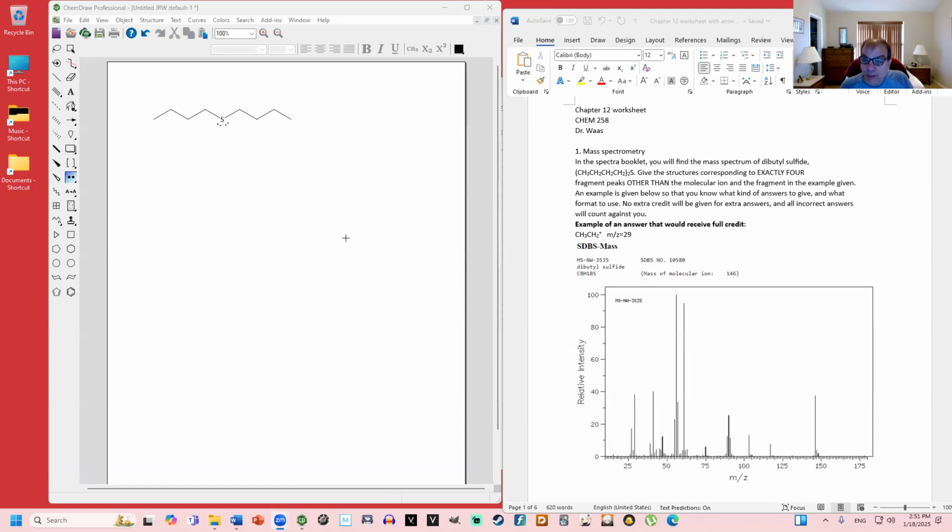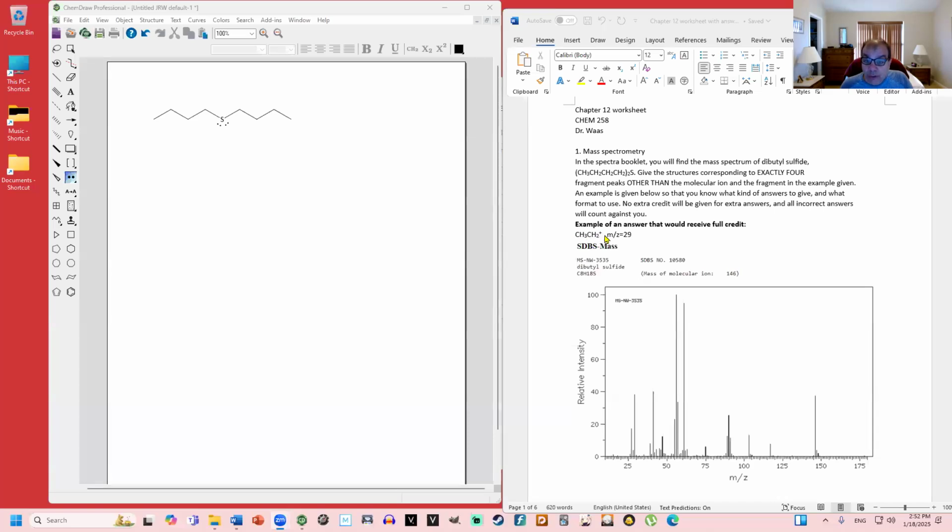And the question says, give the structures corresponding to exactly 4 fragment peaks other than the molecular ion, which, by the way, the spectrum gives you right here. So we can't use that peak at 146, that's the molecular ion. Also, other than the fragment in the example given. Here's the example given.